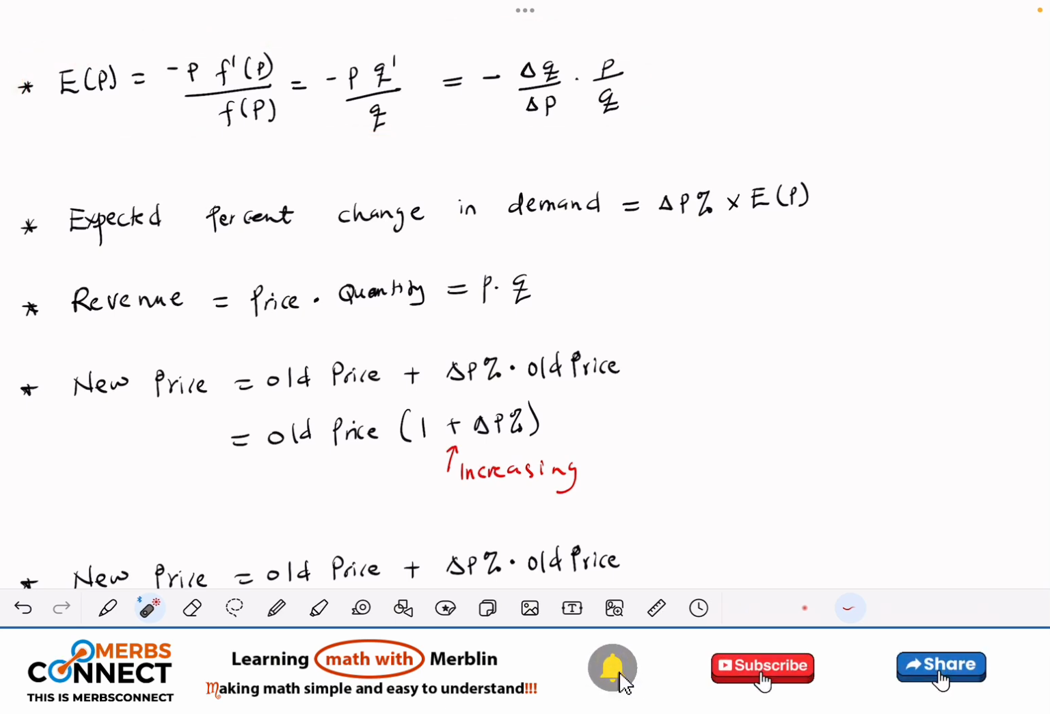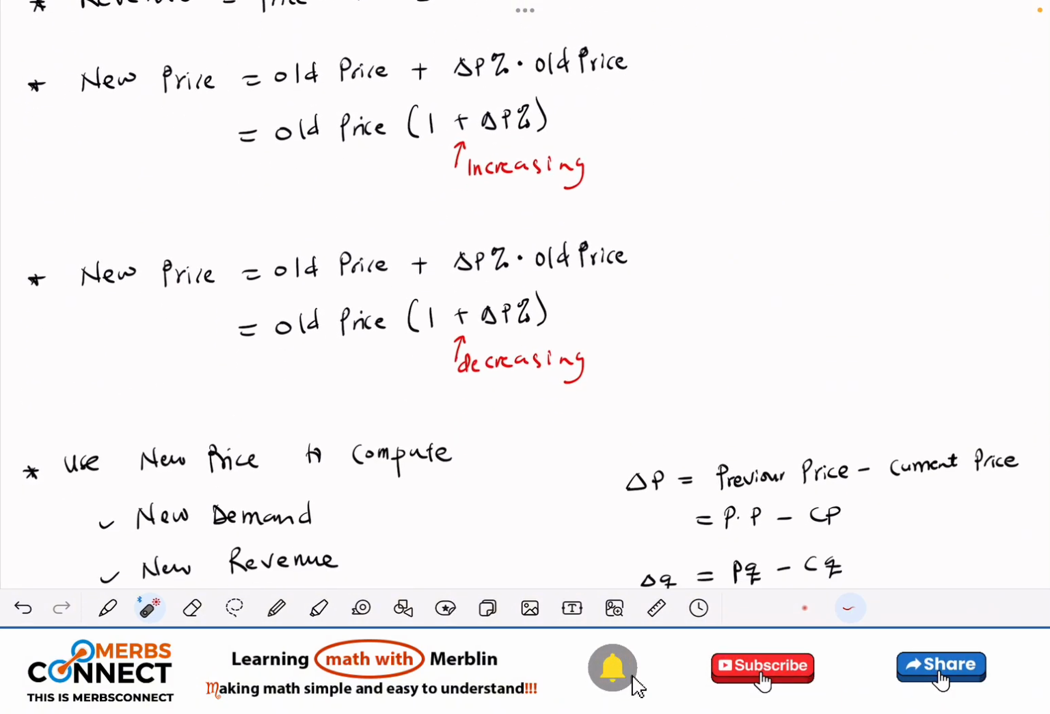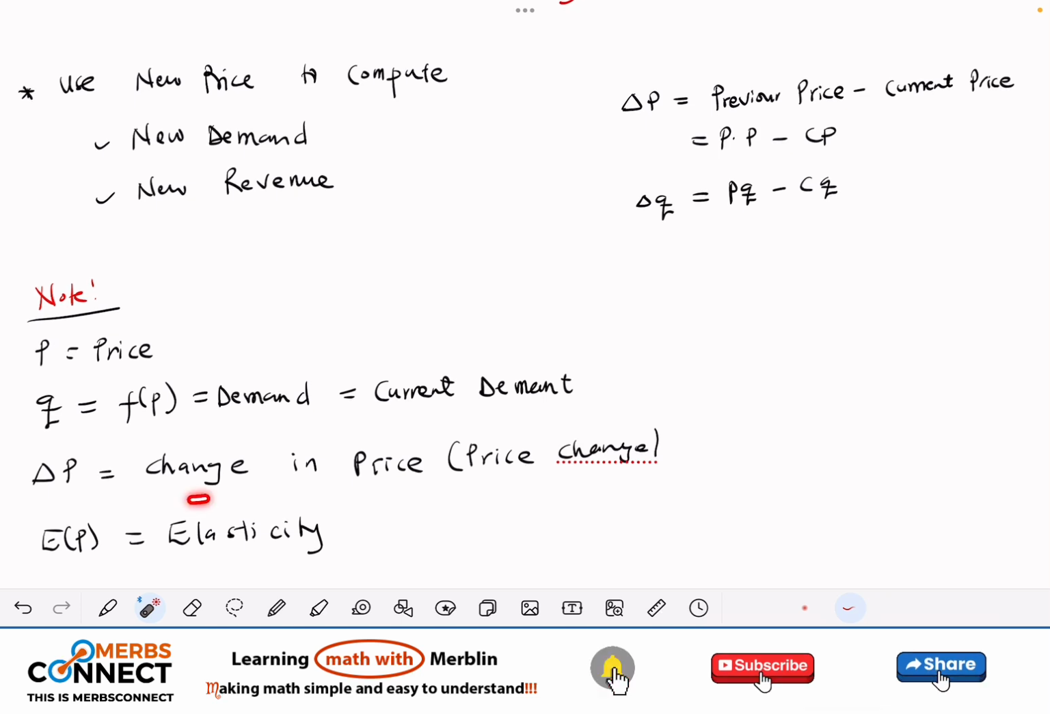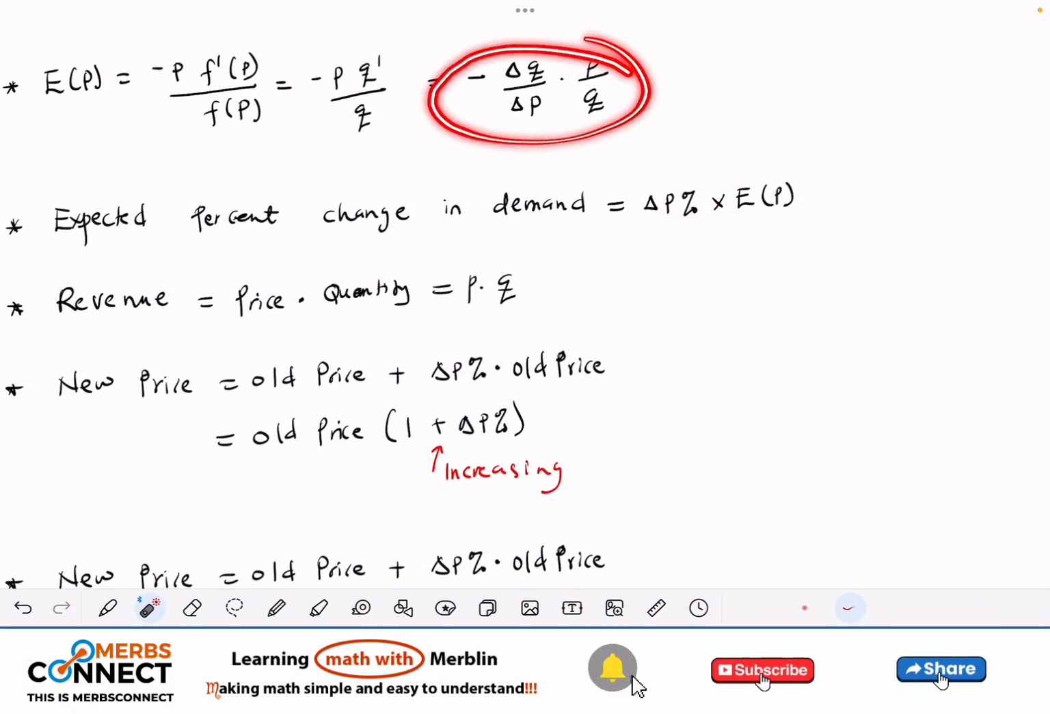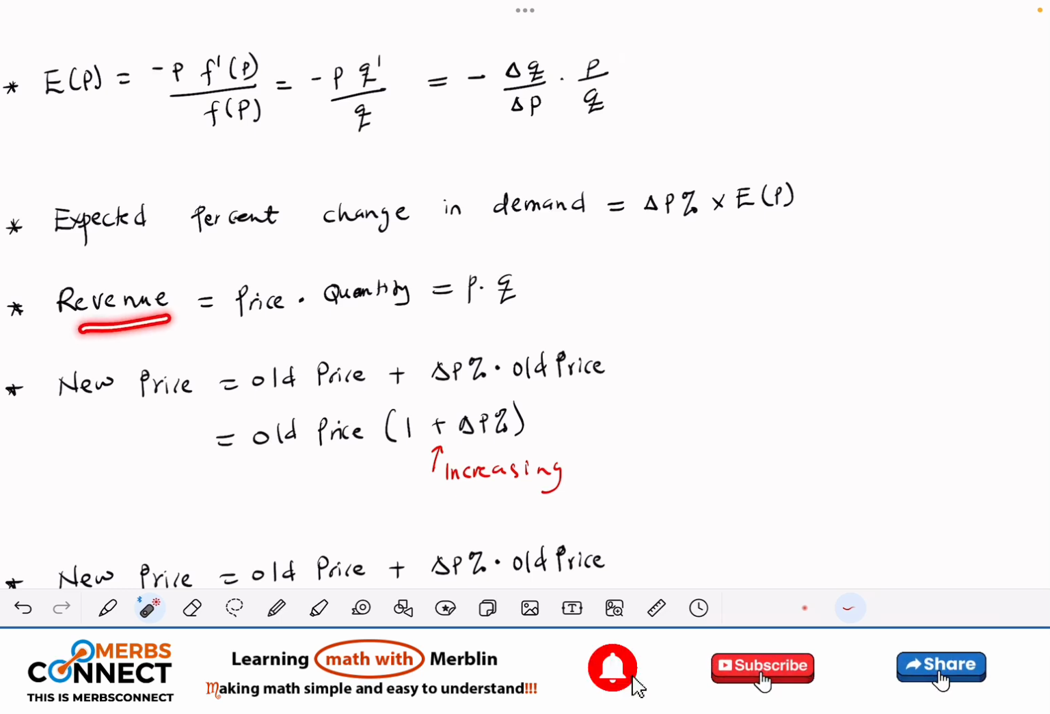Now, another thing that we need to know is the expected percentage change in demand. When you see something like this, I define it here, we call it change in price, or price change. So the expected percentage change in demand is the percentage change in price times the elasticity, what you are going to get after computing this. So that one too we need to know. Revenue is equal to price times quantity, which is the same as P times Q.